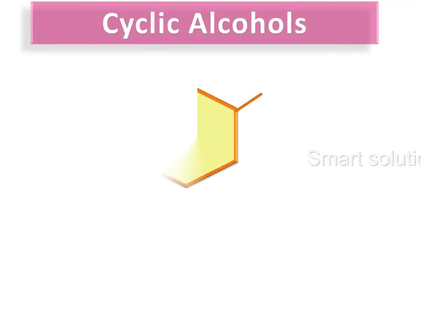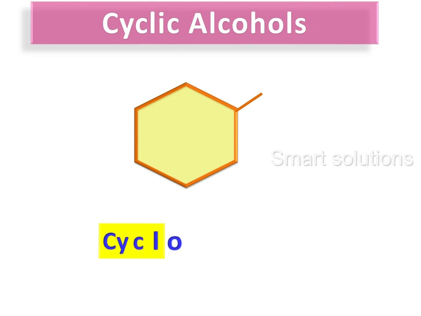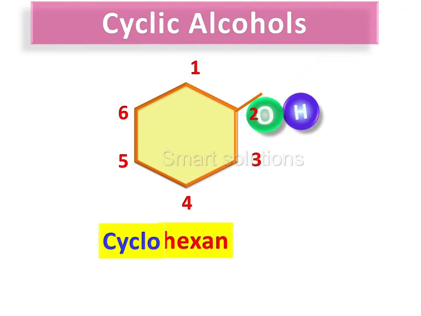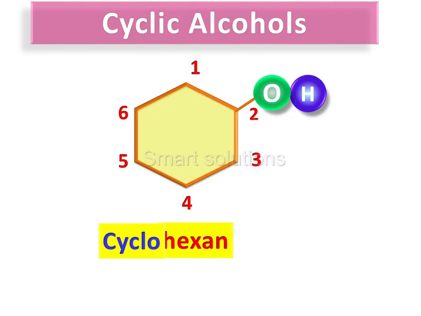Cyclic alcohols. Cyclo is prefixed to the name to indicate the cyclic structure. Hexane represents hexagonal structure. To show the presence of alcohol, the name is added by all. So the name is cyclohexanol.